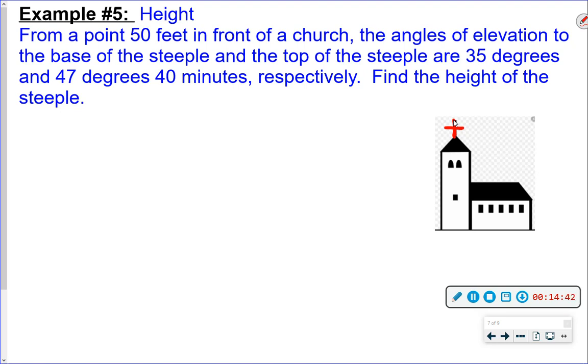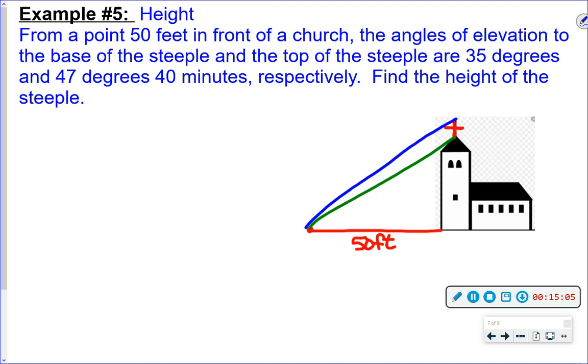Okay, so let's start from 50 feet in front of the church. So let's estimate, here's our point. This covers 50 feet. Next up, angle of elevation to the base of the steeple. So I'm going to draw that in next, to the base of the steeple. Okay, and then to the top of the steeple. Now, the first angle, of course, it says is 35 degrees. So that's the smaller angle. And then the other one made with the blue line, I'm just going to kind of dot it across here, that whole thing, 47 degrees, 40 minutes. Clearly, that one is larger, hence why it's the bigger value.